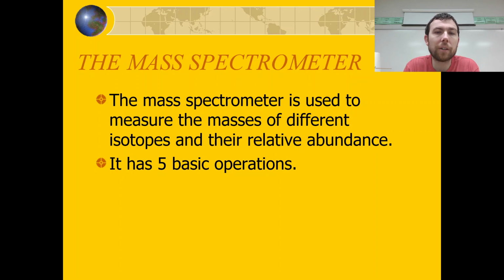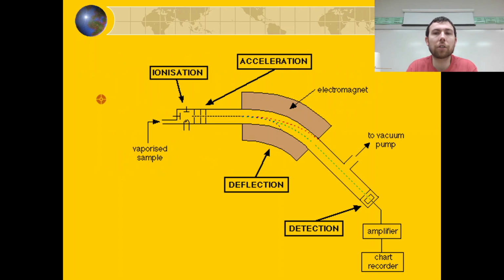Now, our mass spectrometer has essentially 5 basic operations that it's going to perform during this process as we're determining the relative abundance and the masses of the isotopes. So in order to see that, let's take a look at a diagram of what a mass spectrometer looks like. This should look very familiar to you guys. Pretty sure there was an image very similar to this in the POGIL activity that I had you do. When you look at it, you're going to start on the left, right?